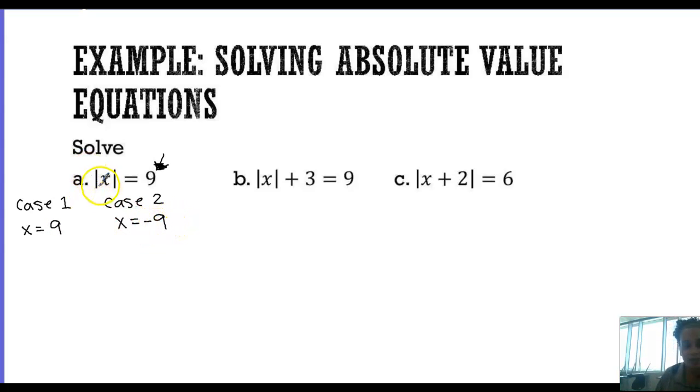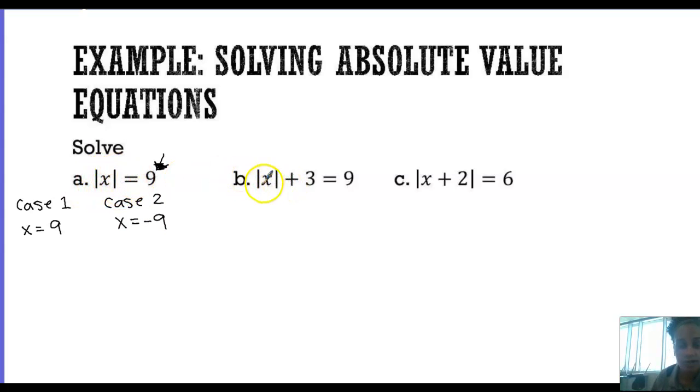Think about it. If I plug in 9 right here, the absolute value of 9 is 9, and the absolute value of -9 is also 9. So whenever you work absolute value, most of the time you will have 2 solutions. In order to do that, notice what we had here. Our absolute value was already isolated.